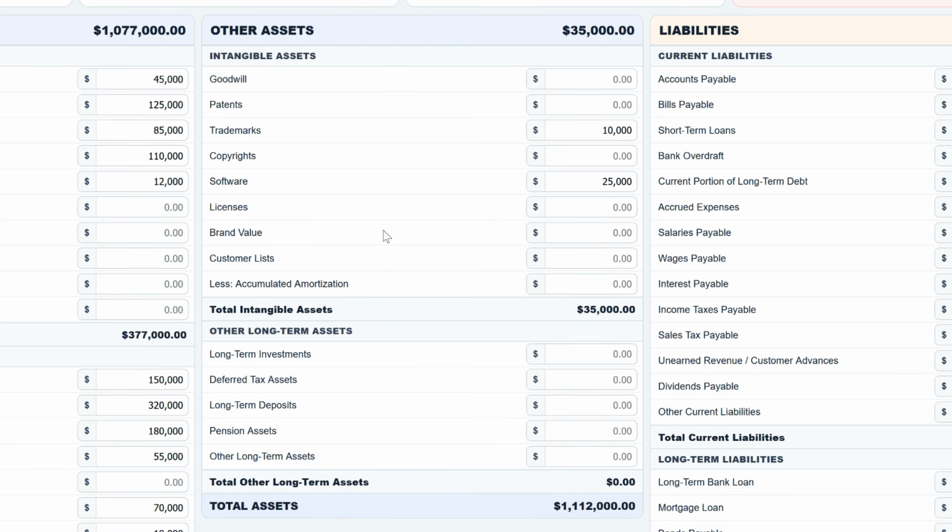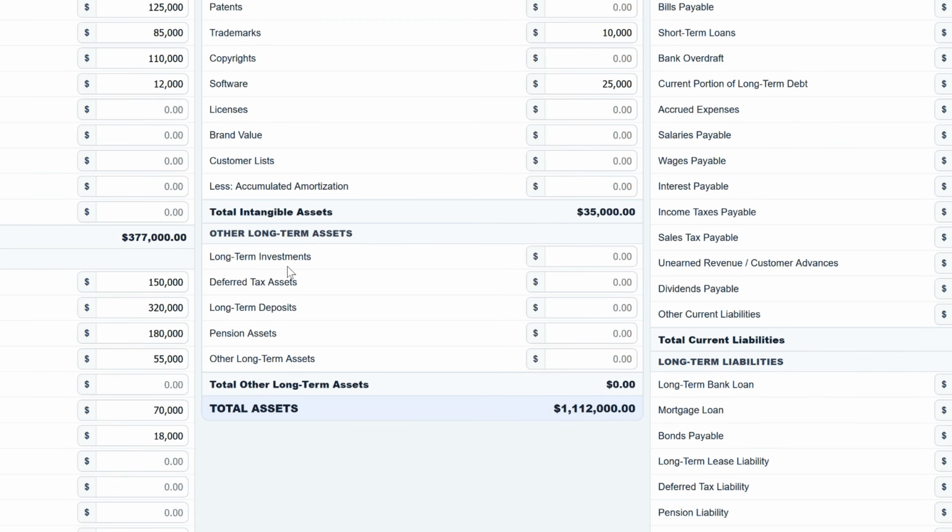The remaining intangible asset categories currently have zero balances because this example company does not own patents, copyrights, customer lists, licenses, or accumulated amortization. When these values are added together, the application automatically calculates total intangible assets as $35,000. Next comes other long-term assets. These are assets that do not fit into current assets or fixed assets, but still provide long-term value.